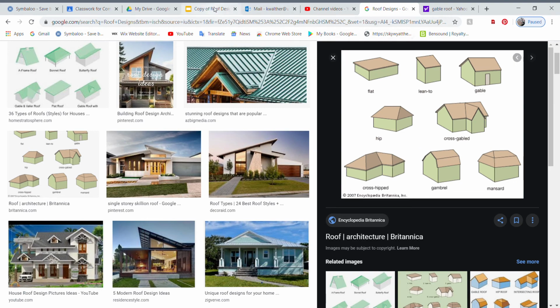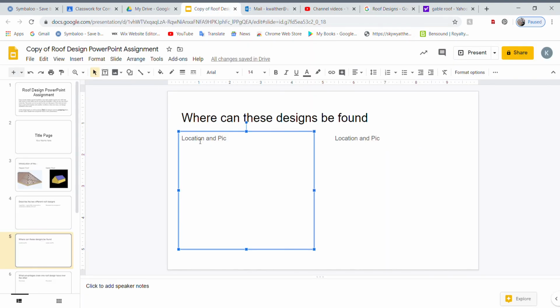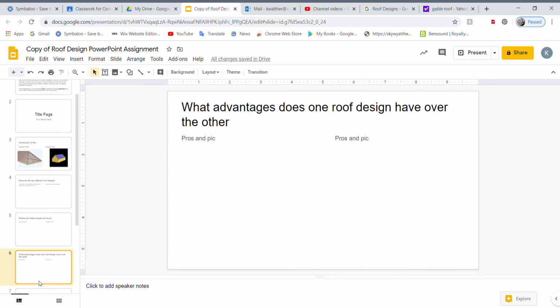And that's why I want you to put a location. So where can these designs generally be found? If they can be found in upstate New York, great, put that there. If they can't, don't put it there. Okay? What advantages does one roof have over the other?